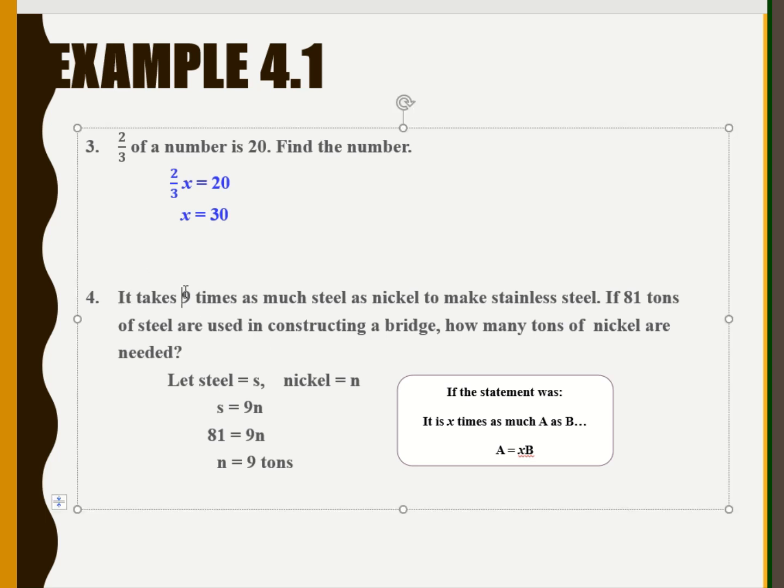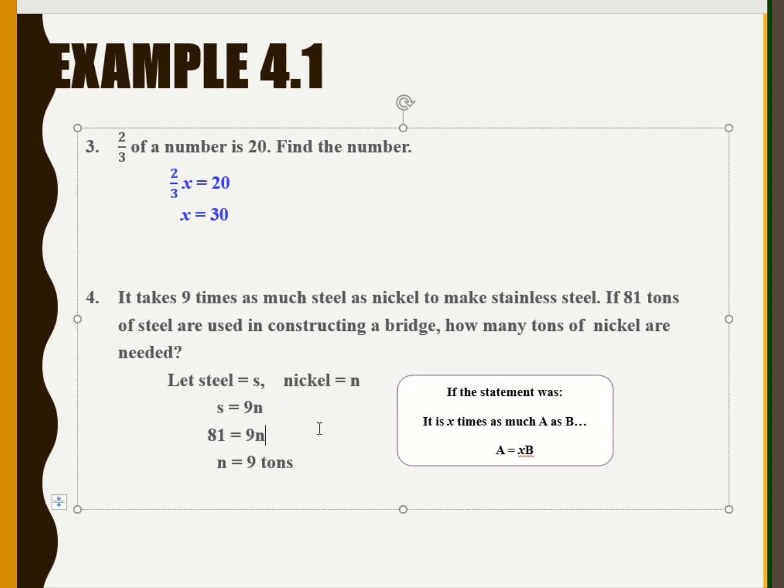It takes 9 times as much steel as nickel to make stainless steel. If 81 tons of steel is used in constructing a bridge, how many tons of nickel is needed? So now, if the statement was, it is x times as much A as B, we're going to follow ratio. What is said first goes to the left, what is said second goes to the right. The how many times goes on the right. You understand? So steel is said first, that's why it goes to the left. Nickel is said second, it goes to the right. 9 times is here. That's why it's S equals 9N.